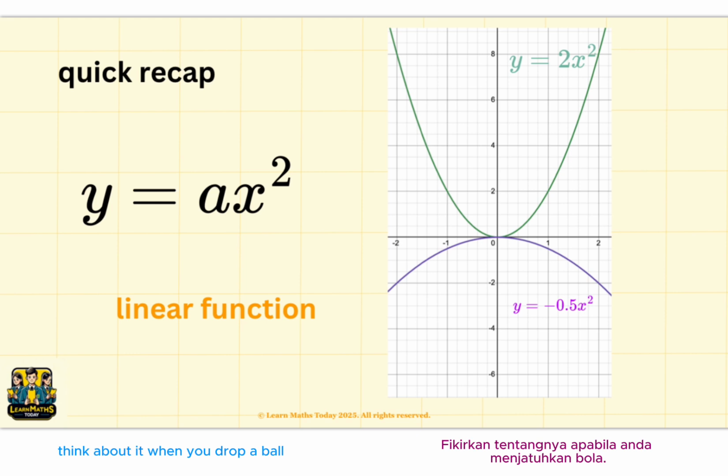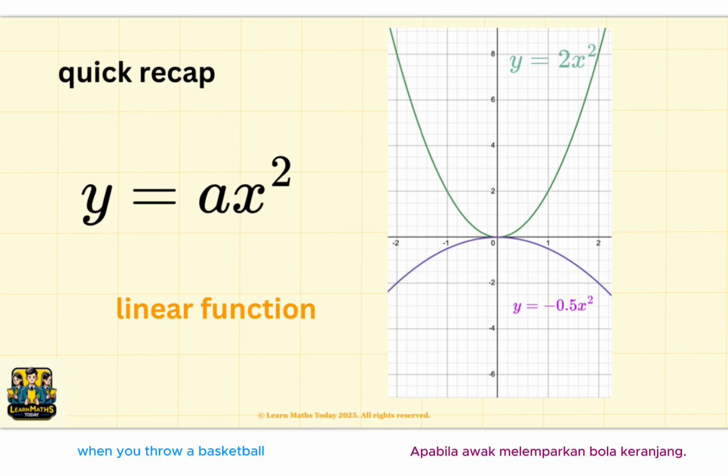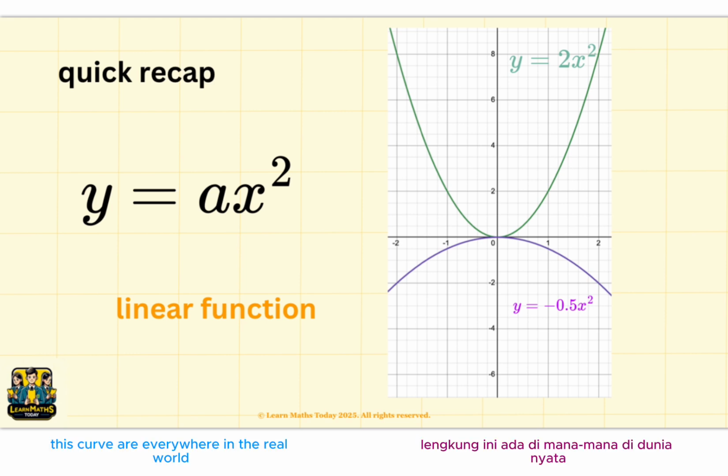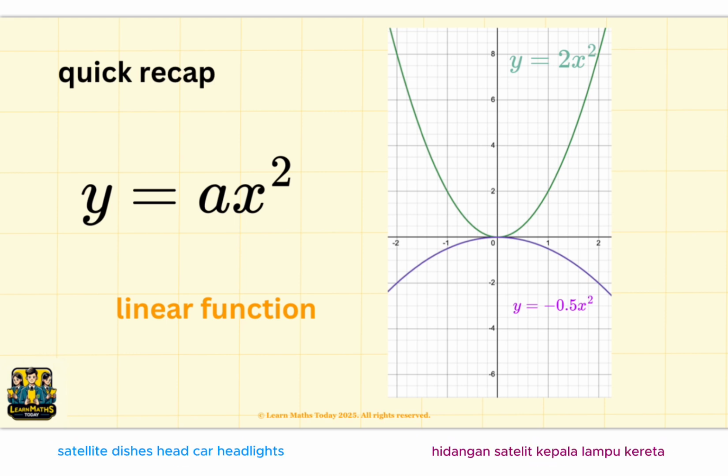When you drop a ball, it doesn't fall at constant speed like a linear function. It will accelerate due to gravity, following a quadratic path. When you throw a basketball, the arc through the air is a parabola. These curves are everywhere in the real world: satellite dishes, car headlights, the cables on suspension bridges, and even the path of water from a fountain.